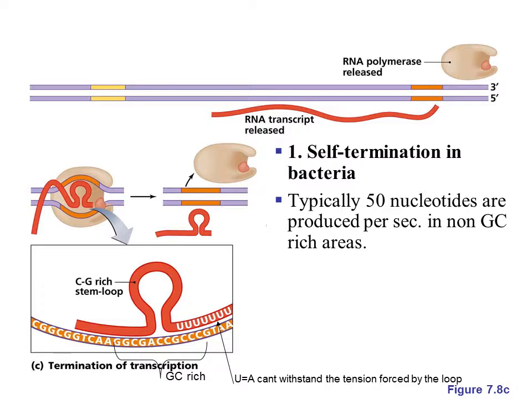Remember, wherever a G is bound to a C, there's three hydrogen bonds that hold those two nucleotides together. Whereas between the A and the T, there's only two hydrogen bonds that hold those two together. So just in a regular standard sequence of DNA, the RNA polymerase, the TIC complex, is going to move at a rate of 50 nucleotides per second.